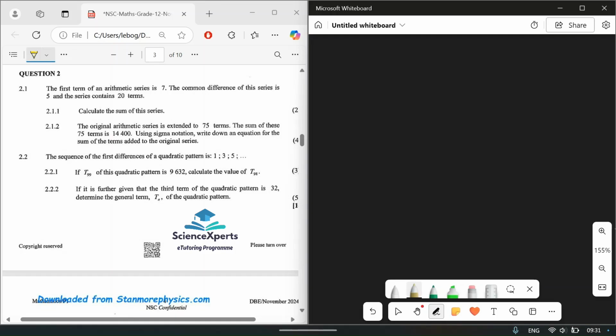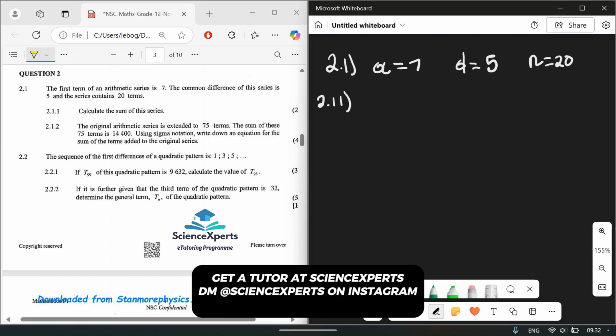Now let's move on to question 2. The first question, 2.1, says the first term of an arithmetic series is 7. You know that for an arithmetic series the first term is a, so a equals 7, and the common difference d equals 5. The series contains 20 terms, meaning n is 20. 2.1.1: calculate the sum of the series.